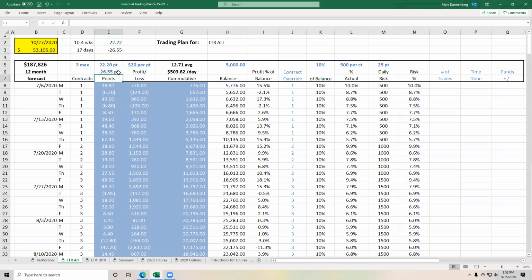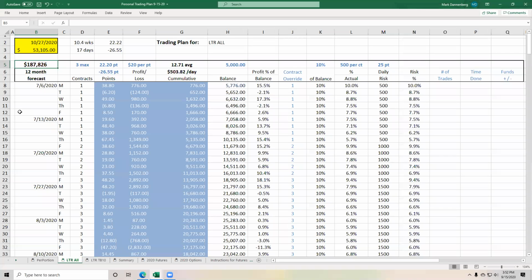All right, so what does that tell me? Well, it tells me that if we continue to perform at the current run rate for the remainder of a 52-week period with 10 weeks already behind us, that our $5,000 starting balance would give us an income of about $187,800 over the course of 12 months. Now, I think that that's outstanding.